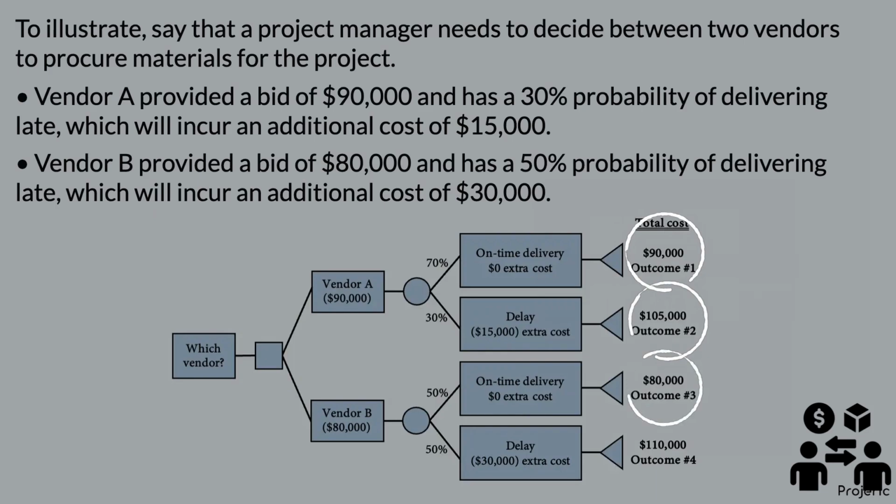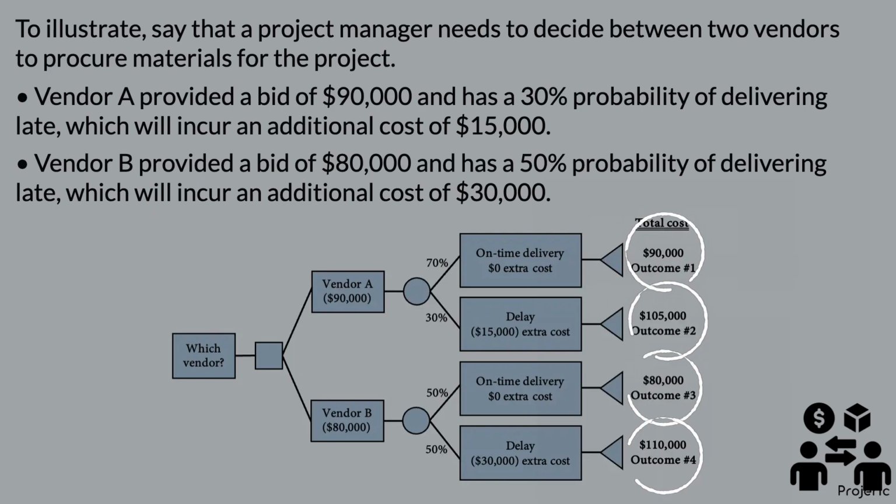$90,000 plus $15,000 equals $105,000. Outcome number 3. If Vendor B is chosen and delivers on time, the total amount spent on procurement will be $80,000, which is calculated as follows. $80,000 plus $0 equals $80,000. Outcome number 4. If Vendor B is chosen and delivers belatedly, the total procurement cost will increase to $110,000, which is calculated as follows. $80,000 plus $30,000 equals $110,000.